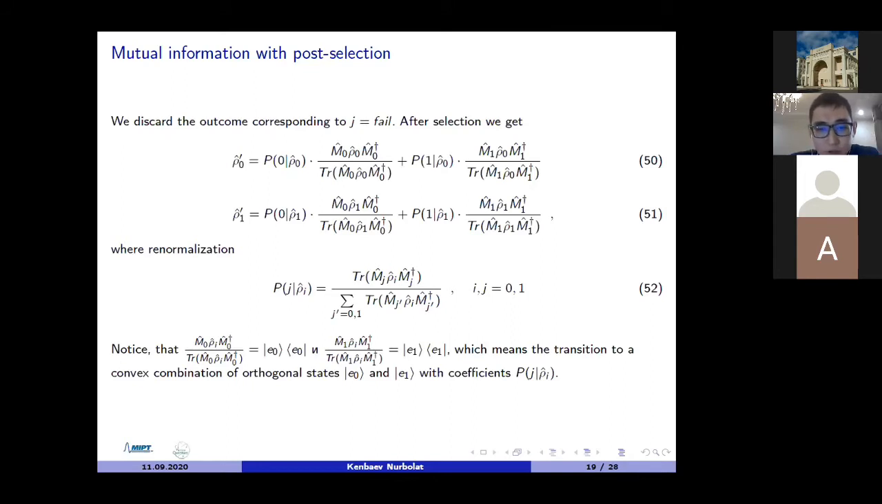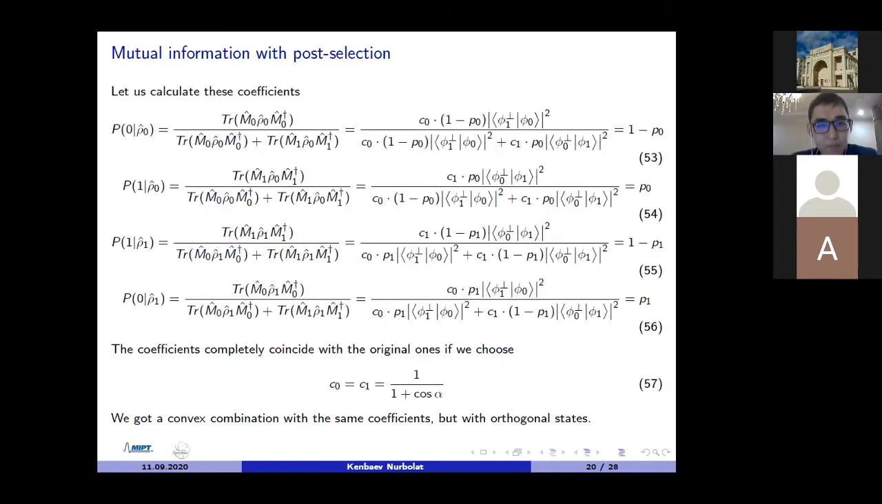Notice that this corresponds to the case with orthogonal states E0 and E1. This means that we have a convex combination of orthogonal states with coefficients given by this formula. Let us calculate these coefficients. We obtain that the coefficients completely coincide with the initial ones. If we choose the parameters c0 and c1 equal, the optimal value of these parameters is determined from the fact that we can minimize the probability of the inconclusive result, as we did before in the protocol B92. In this way, we got a convex combination with the same coefficients, but with orthogonal states.